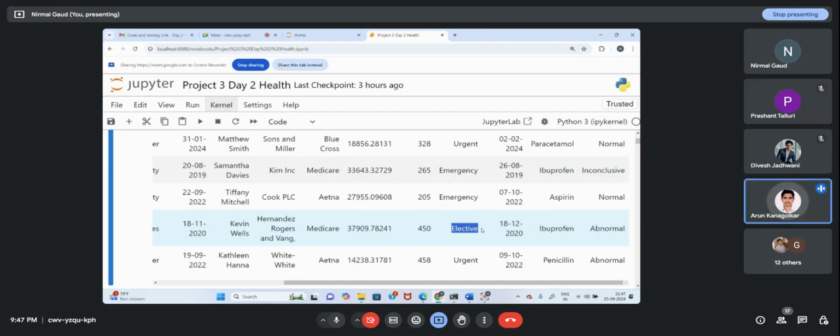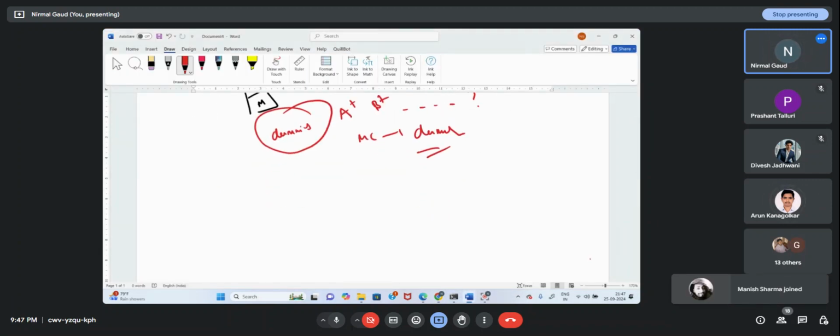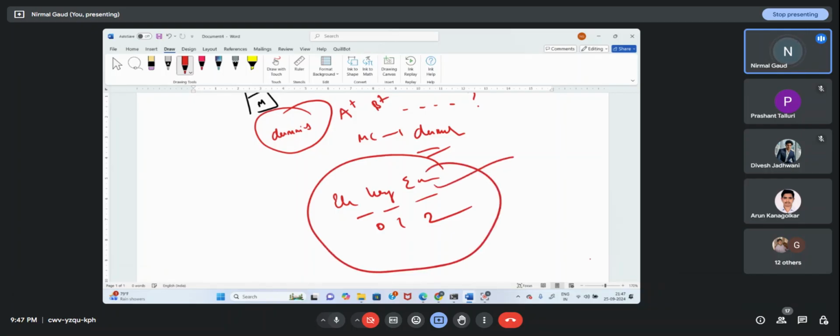Because the meanings, emergency, urgent, are like a priority. It's based upon the priority. That means elective will come first, then urgent, and then emergency. That's what you are saying. Yes. Okay, so elective, urgent, emergency, zero, one, and two. That means this is how we can label encode it.